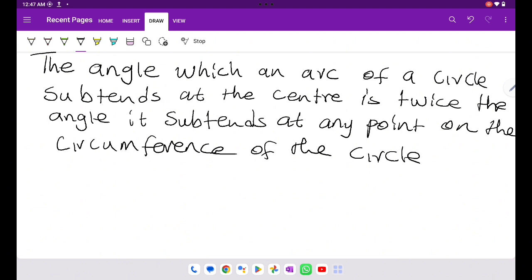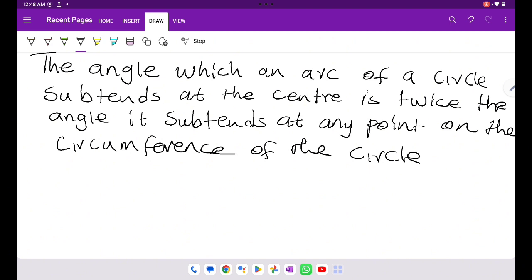Today we are looking at the angle at the center theorem. Let's look at its wording. The wording of the theorem states that the angle which an arc of a circle subtends at the center is twice the angle it subtends at any point on the circumference of the circle.